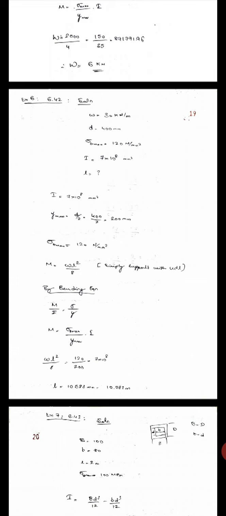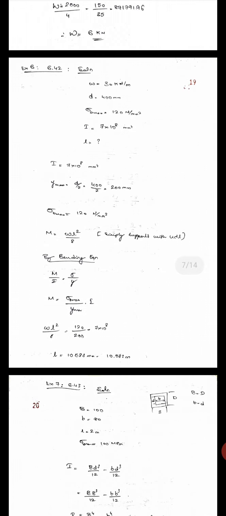So the moment of inertia I is 7 into 8. Y max is d by 2, that is 400 by 2, that is 200. Sigma b is 120 newton per mm square. Bending moment is wL square by 8, for a simply supported beam with UDL.